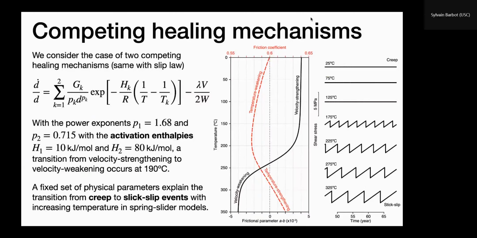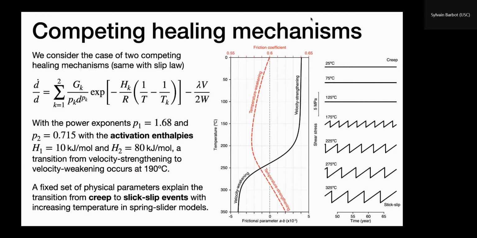You can also implement this friction law in spring slider models that are driven by a constant loading of the system. And at room temperature, it will give you creep, and then that will transition gradually to stick-slip events of increasing stress drops, illustrating the instability. And so this is a simple illustration, but it turns out to be very representative of many of the examples I showed in the introduction.